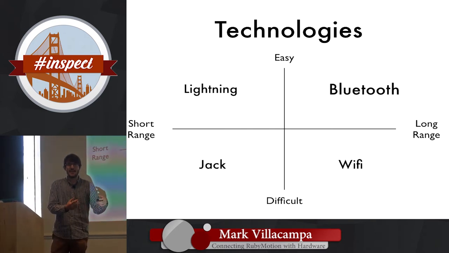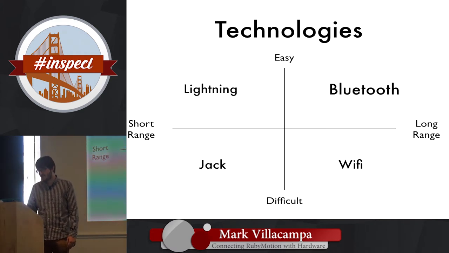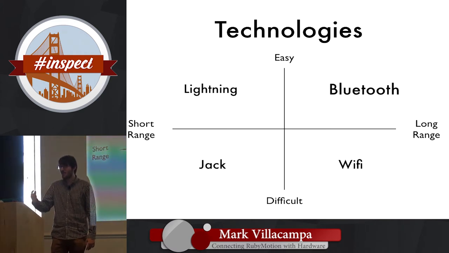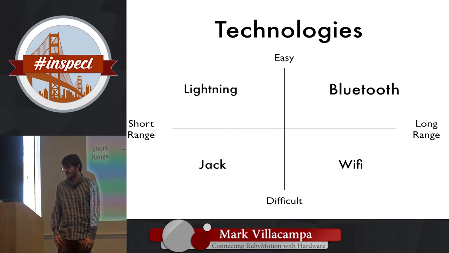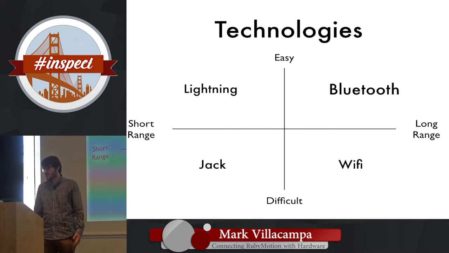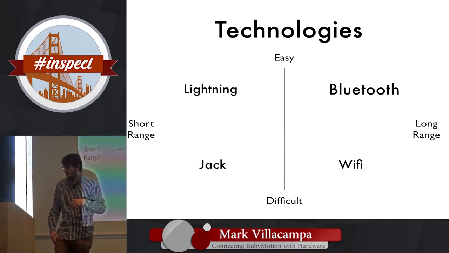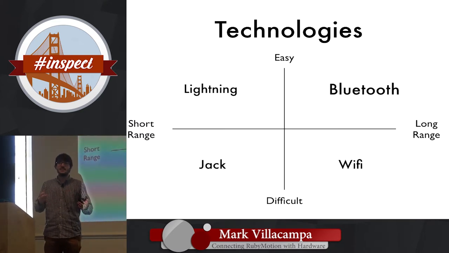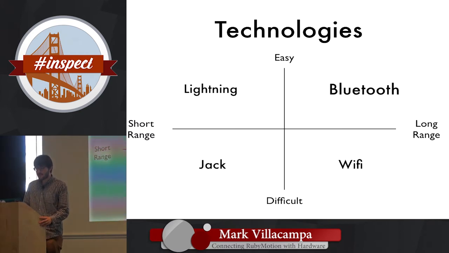So this is a little chart that analysts probably like, this four quadrants chart. There are probably more characteristics that you can look for in different technologies. But for me, the important ones were the range of the connection, like how far away can you connect to this thing, and also how easy it is to get set up, because I didn't know much about software back then. I don't know now either.